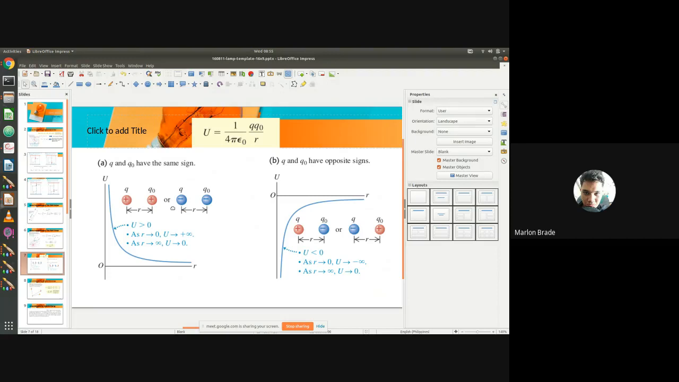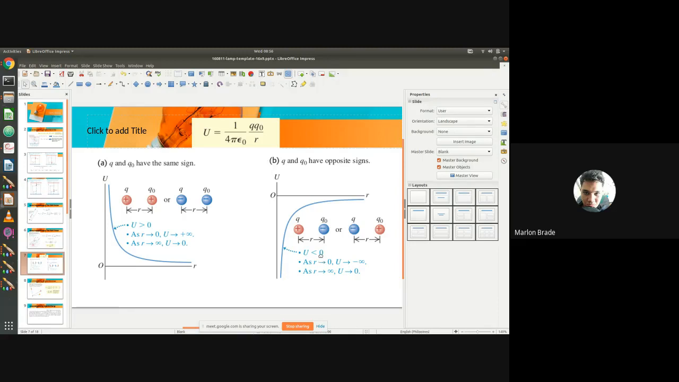So dako kayo ang distansya sa ilang matag usa, grabe na gyud siya kadako. So as R approaches infinity, ang imong potential energy, nakay fraction nga ang imong numerator kay isang value. Ang imong R is grabe kadako nga number. So this potential energy will approach to 0.